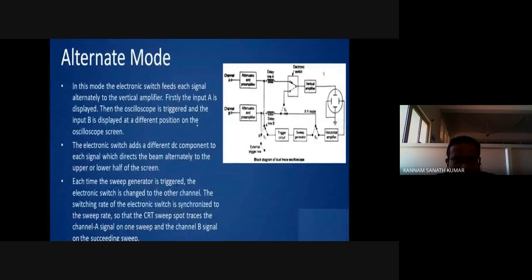Same thing. In this mode, the electronic switch feeds each signal alternately to the vertical amplifier. Firstly, the input A is displayed, whatever the input is. Then the oscilloscope will trigger and display the B input at different positions. Here the electronic switch will add the DC component, so we can alternately display the first half and second half of the screen. Okay, so this is about the alternate mode.